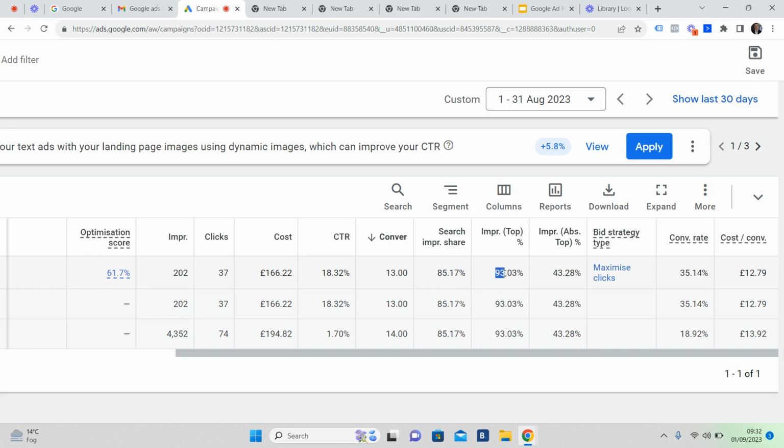These are all stats that indicate that we're showing up in as many auctions as possible. We're showing up 93% in the top spots of Google. Average cost per lead valuation opportunity here is just over 12 quid, so £12.79. And we've got a conversion rate of 35%, which is absolute gold. A conversion rate of 35% is stellar, galactic, so to speak.